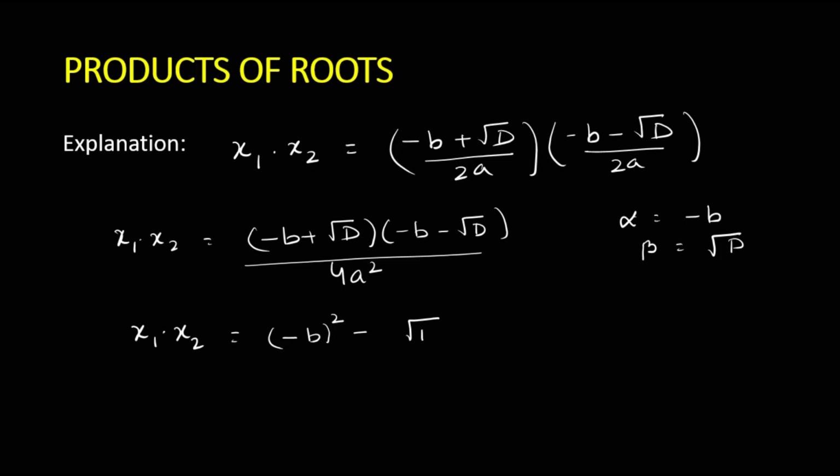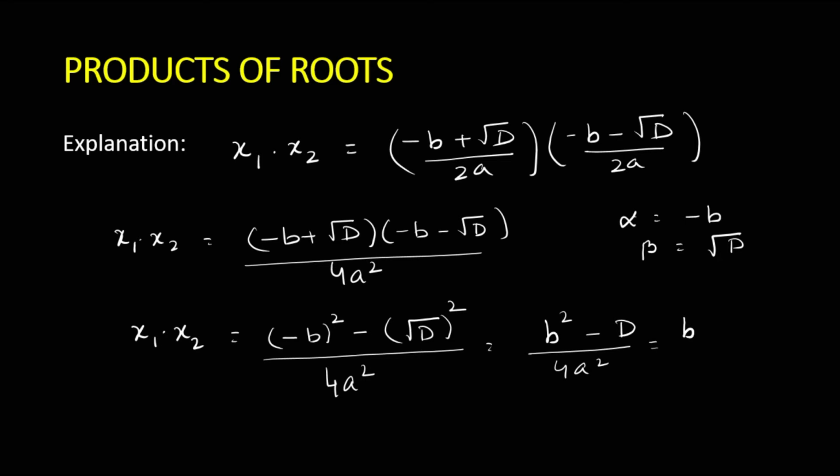So we can write here root d to the power 2 divided by 4a square. Further, b square minus, this is root d, so we can write here d over 4a square. Now, what is the value of d? As we earlier discussed, d is b square minus 4ac, so we can put here b square minus 4ac divided by 4a square.